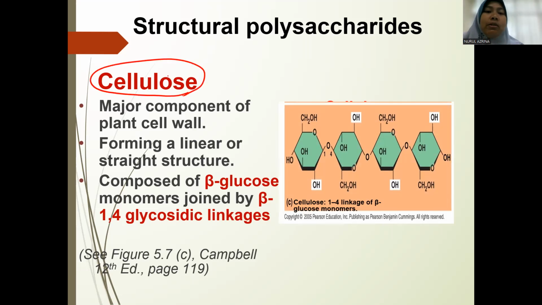Remember, what is cellulose? Cellulose is the major component of the plant cell wall, to form the wall of the plant cell. Okay, right. So the structure of cellulose is linear or straight. So the shape of cellulose is actually linear, just straight. And cellulose is made of beta glucose. It means the basic material to produce cellulose is beta glucose. Beta glucose. Okay, right.